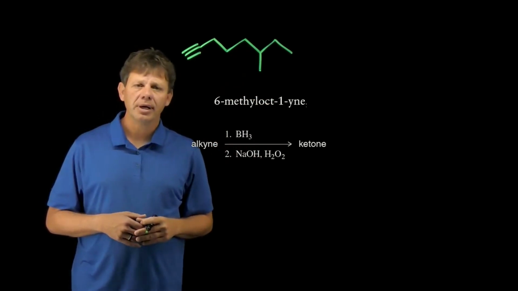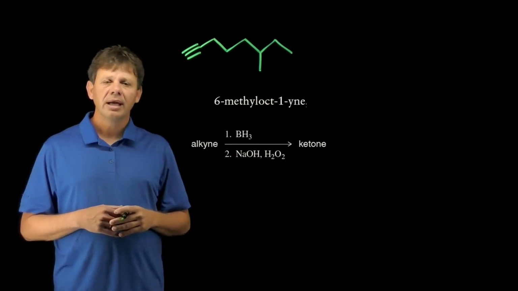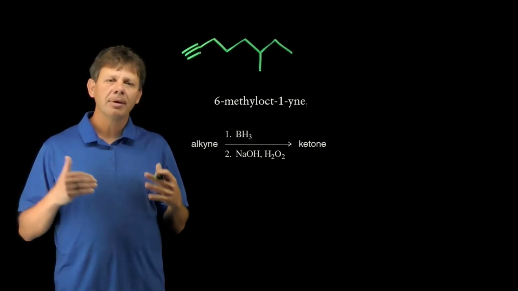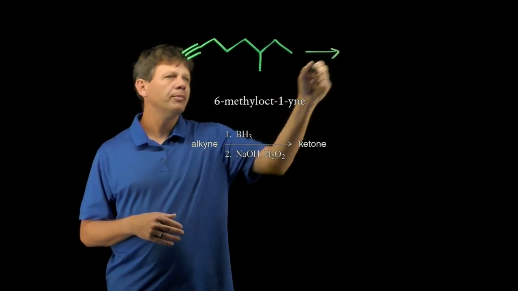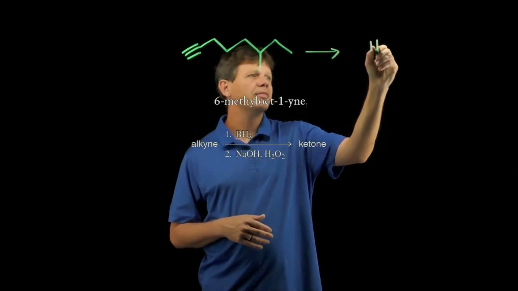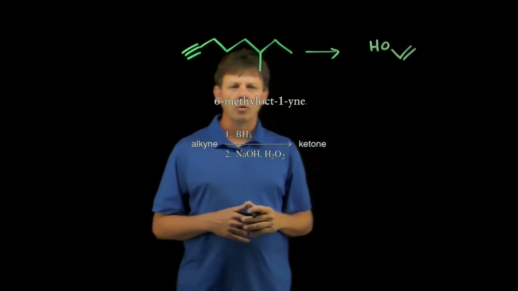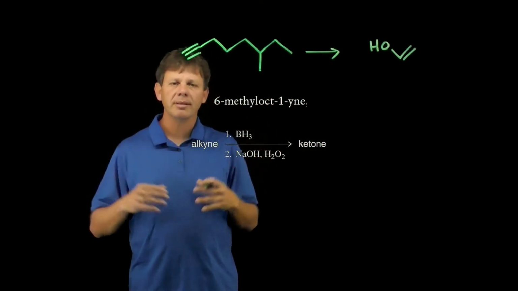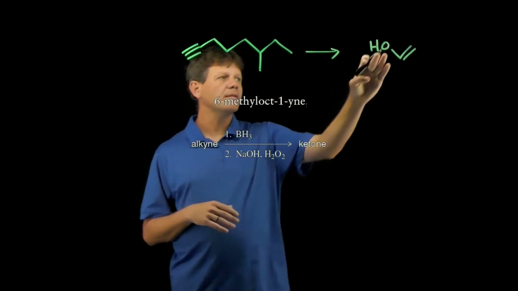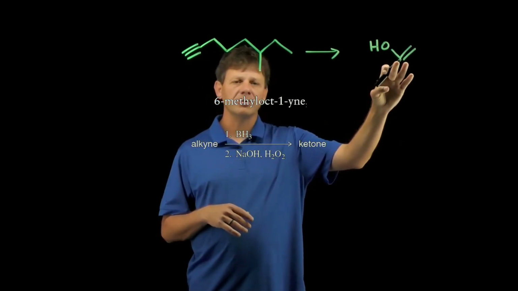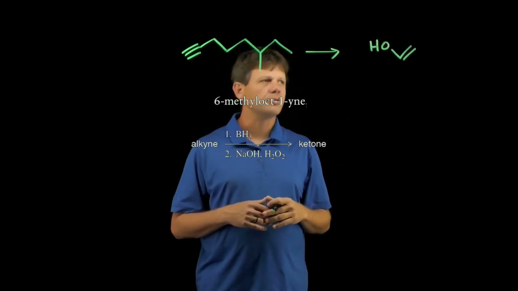We're doing hydroboration, which typically proceeds through anti-Markovnikov addition. We end up with the hydroxyl group initially at the least substituted carbon in our enol. So we're not showing the mechanism here, but we're making the point that the hydroxyl group is going to add to the less substituted carbon to this enol intermediate.